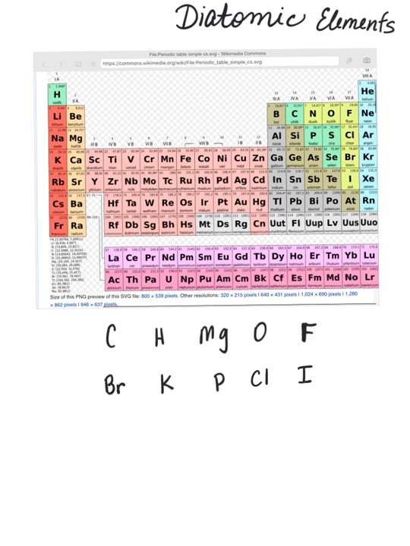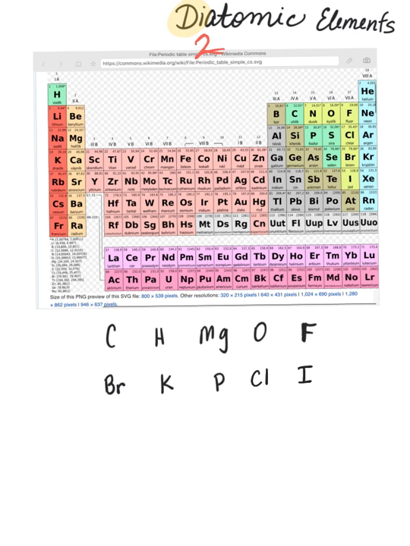All right, we're going to talk about diatomic elements. If you break the word diatomic down, di is the prefix that means two. So what they are is elements that occur in pairs when they're not attached to another element.